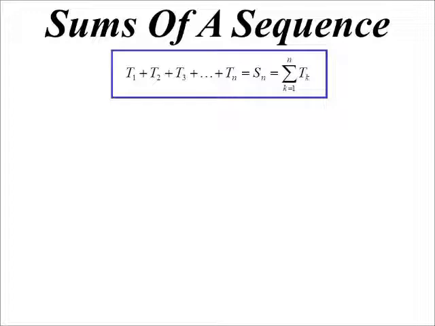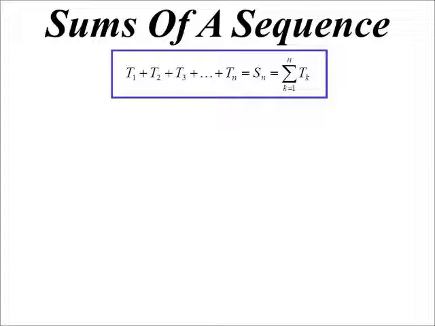The sum of a sequence is, of course, a series. You remember I said series technically is when we add up all the terms in a sequence. So let's have a look at that notation. When we add up the first term, which I've called term 1 there, plus term 2, plus term 3, up to term n, yes, we can write it as Sn, but we could also use the sigma notation.